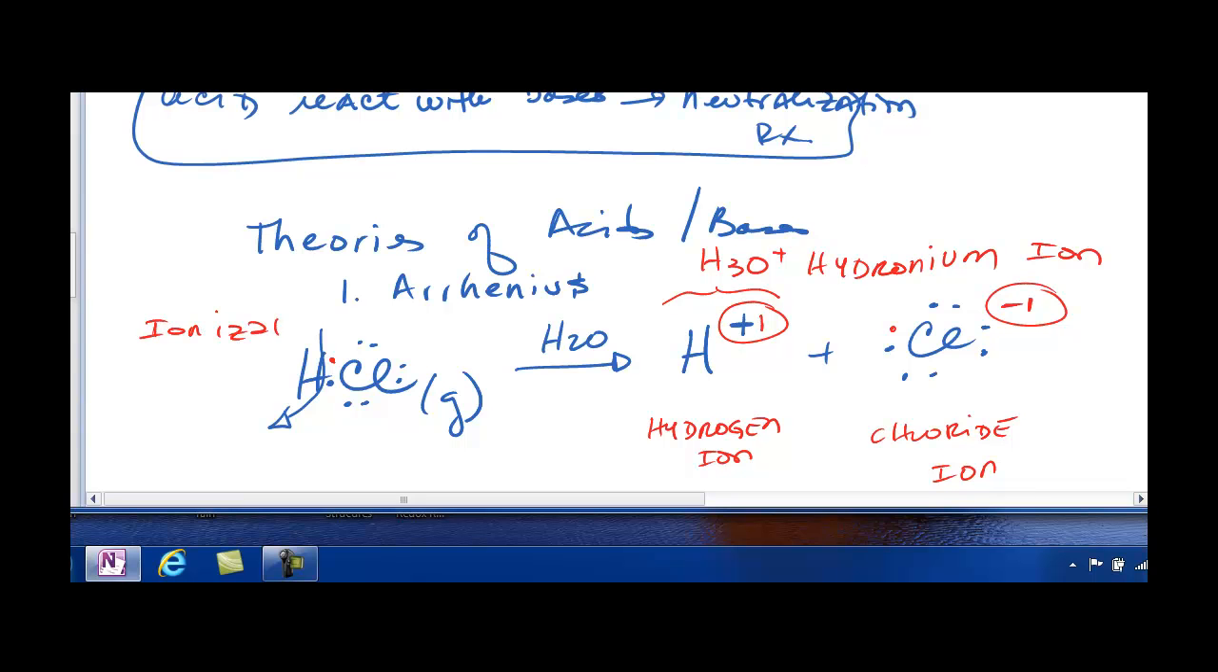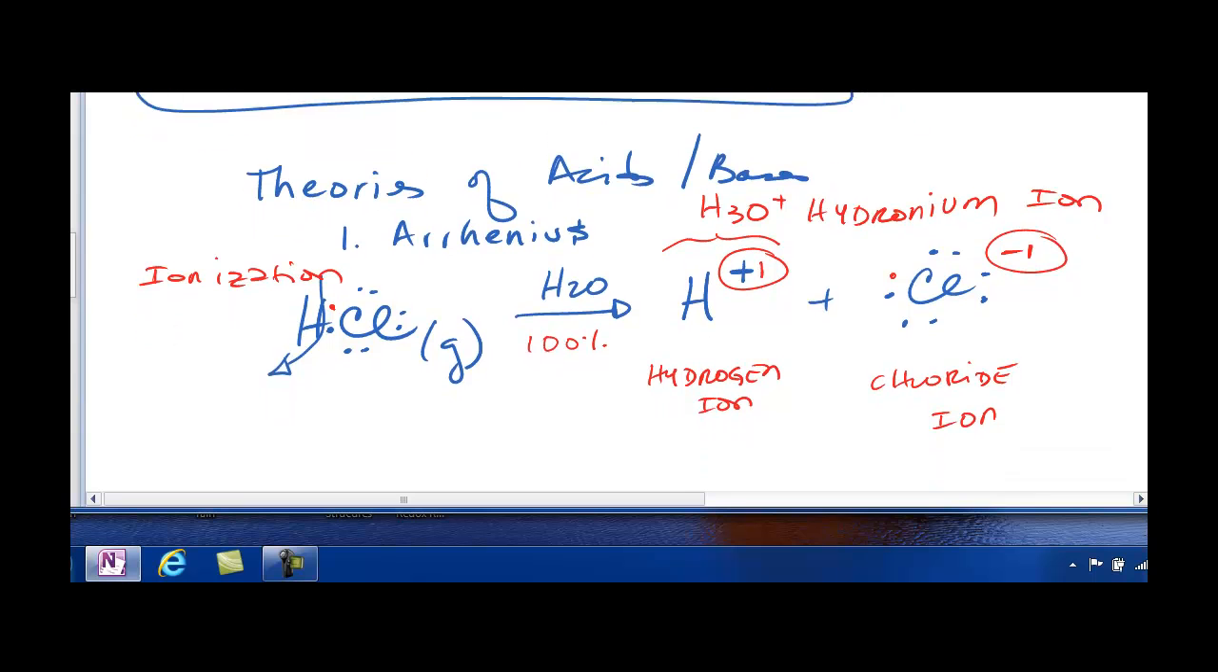ionization reaction. And I only have a single arrow because I have a what? What did we call HCl? A strong acid. Very good. So if I have a single arrow, that means that if I have 100 molecules of hydrogen chloride, all 100 of them will break up into ions. And I'm going to have 100 hydrogen ions and 100 chloride ions.